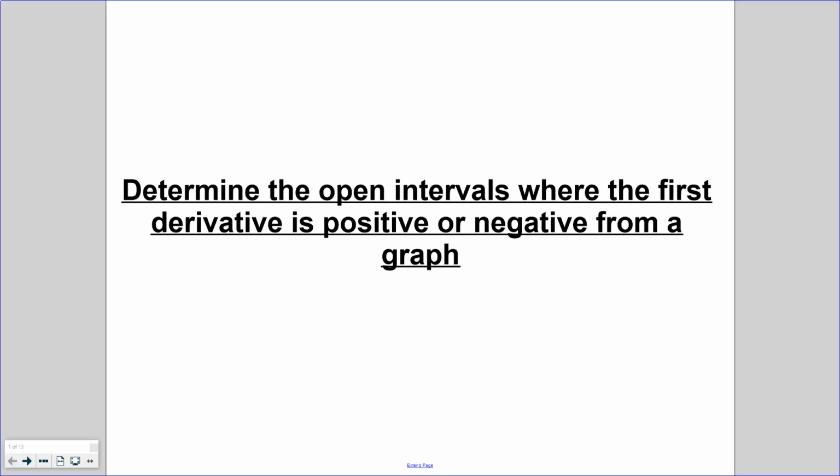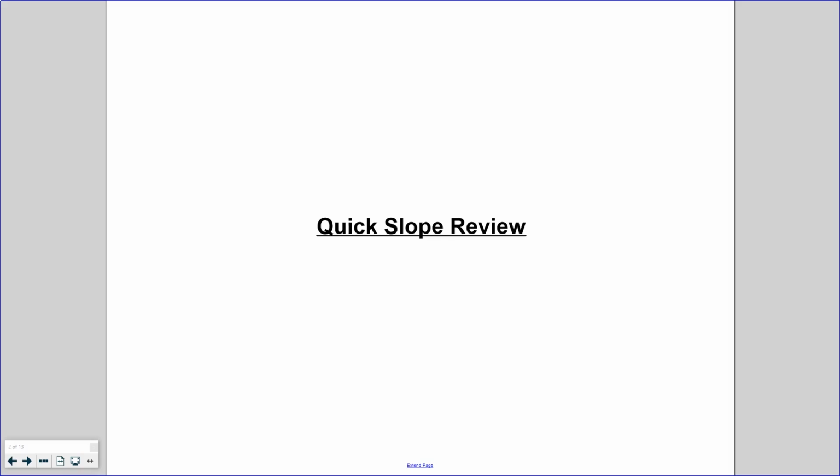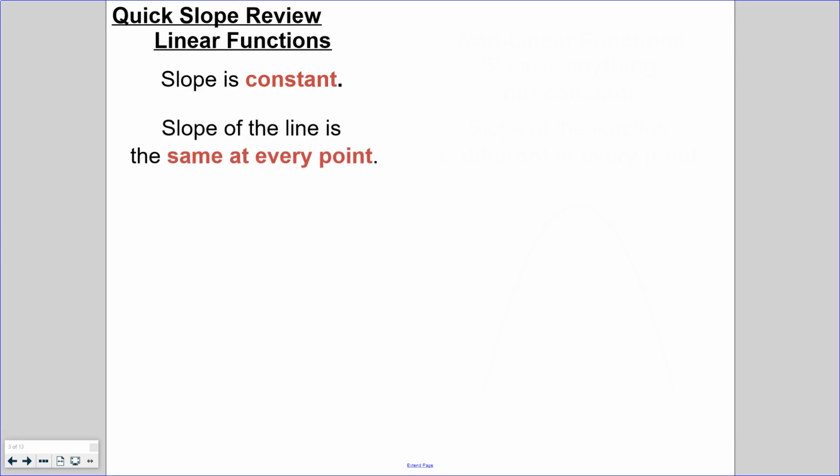Determine the open intervals where the first derivative is positive or negative from a graph. So first off, we need to do a quick slope review. Prior to this particular class, you learned all about the slope of linear functions. You've learned that the slope is constant for linear functions. Now, what does that mean, the slope is constant? Well, that means that the slope of the linear line is going to be the same at every single point.